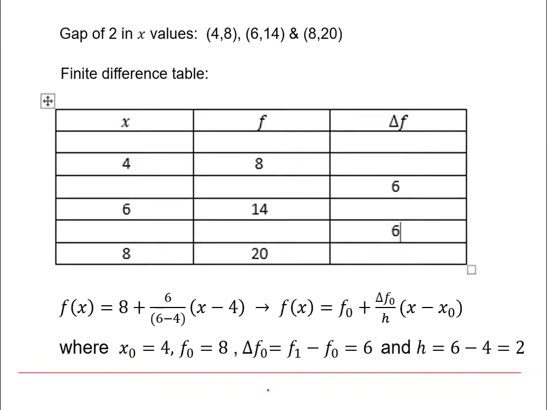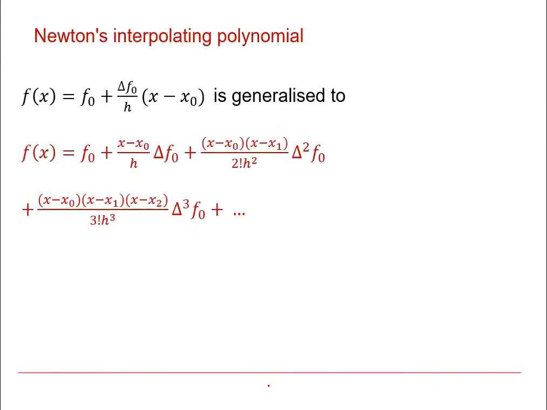So this is what we were looking at last time, and we came up with a linear version of Newton's interpolating polynomial. Now here we see how the interpolating polynomial can be generalized to higher orders, and so the third term that we're adding on, instead of having that difference term there, we've now got the second difference term, which we'll be seeing an example of in a moment.